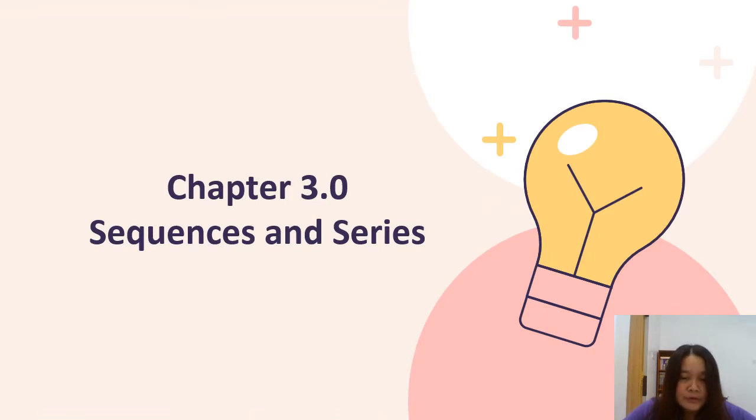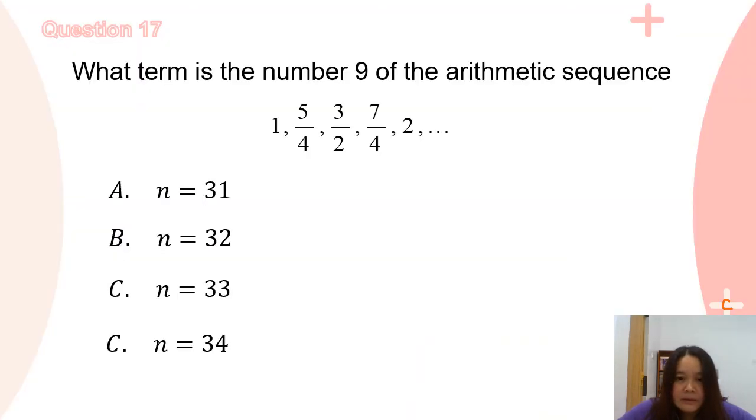Okay, now we proceed to chapter 3, sequence and series. So we see what type of questions will come out here. If we look at the first question, this is a question on the arithmetic sequence. What is the term? It is 9. So that means you are going to find your n. So what is the n here?